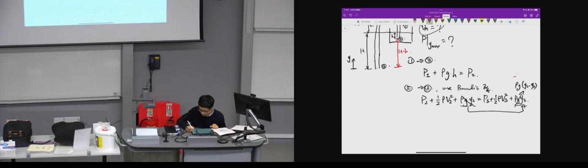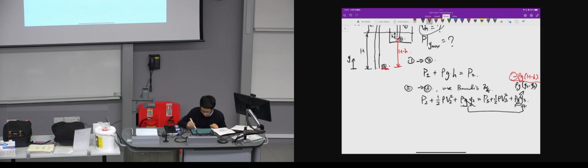Okay, so we put y2 to the other side, so this gives us rho g times y3 minus y2. So we consider the distance between these two. This will be big H minus small h. Right, so this will be rho g times minus that. Don't forget we have a minus sign here because point 3 is in a lower position.